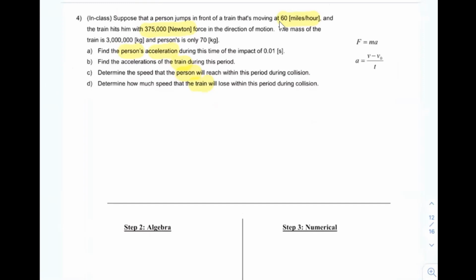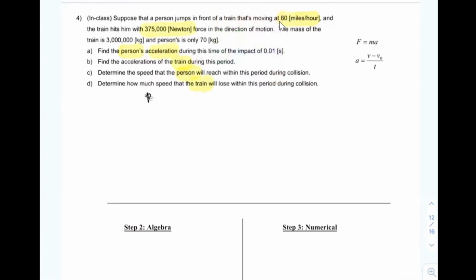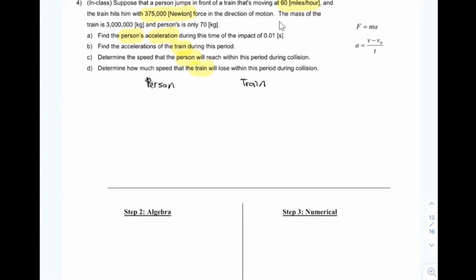All right, so the first thing I'm going to do is list everything. I'm going to have the person here. Okay, so let's just go here. And I'm going to have the train here. All right, so what do we know? I know that the mass of the person is going to be 70. It says 70 kilograms, so that's the person's mass, and the train's mass is going to be 3 million. All right, so I got 70 kilograms here. And the train is going to be 3 million.